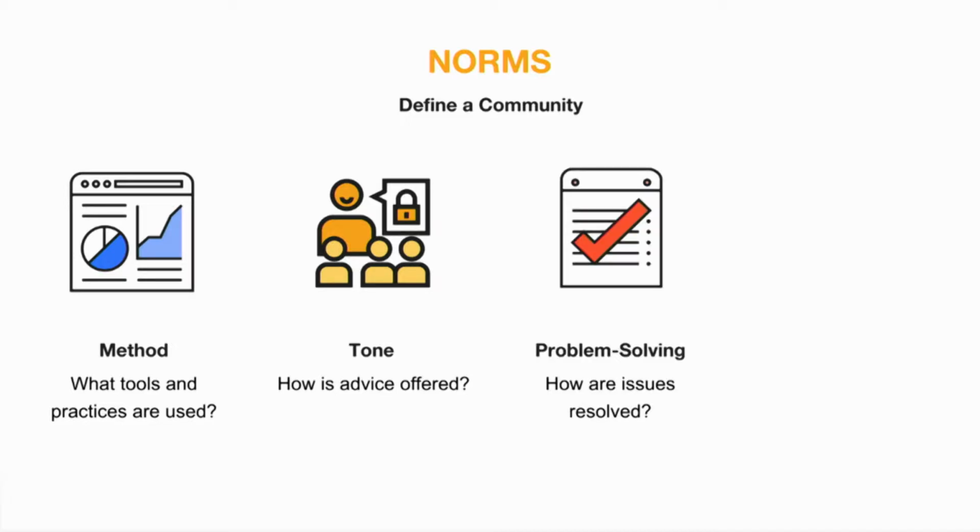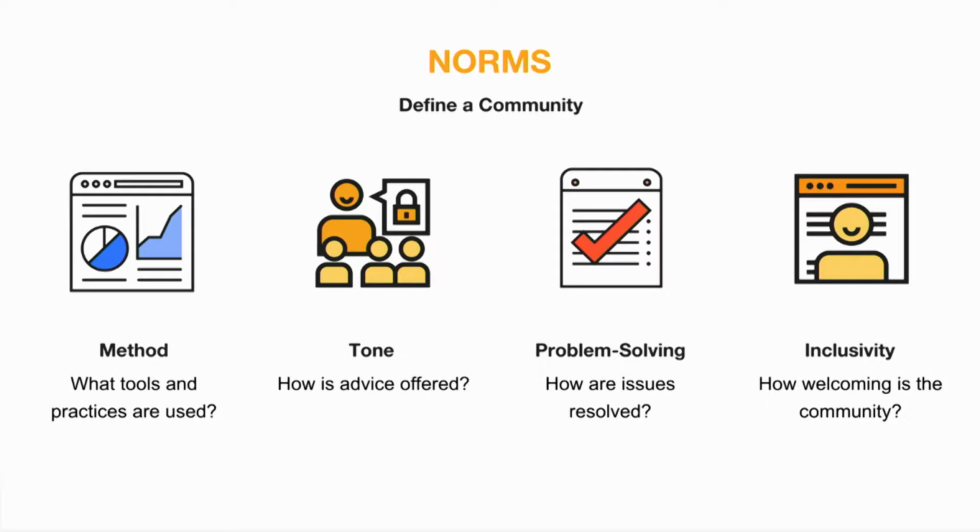Problem solving. How are issues resolved? How are disagreements worked out? If different people think a product should go in different directions, how do people collaborate on that answer? That has huge effects on the success and the direction of any project. And inclusivity. How welcoming is the community? How are people greeted? How are they treated? Does it welcome diversity? Does it welcome new ideas and perspectives? These are just a few examples and a few ways to think about these norms, but I think it's really important to reflect on the huge impact that they have.